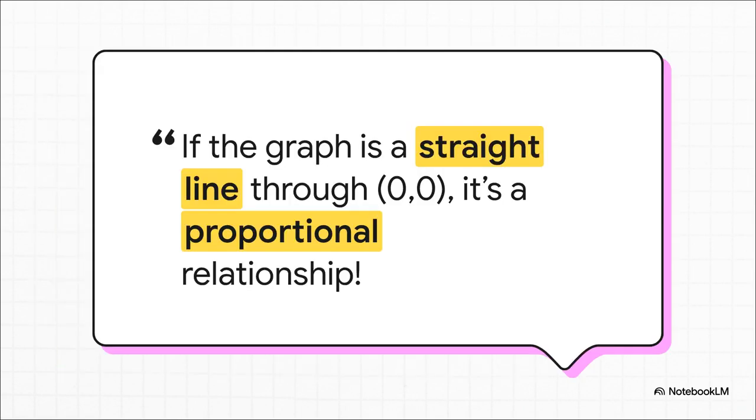Now, here's how the curriculum makes this super simple for a sixth grader. It gives them this one big visual clue, what they call the big idea. If your graph is a perfectly straight line that goes right through the starting point, that 0, 0 origin, then bingo, you've got yourself a proportional relationship. It's a really simple rule of thumb.